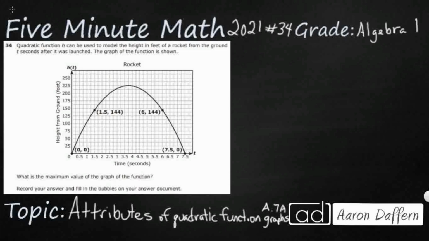Today we are looking at the Algebra 1 concept of attributes of quadratic function graphs. This is standard A.7A in the great state of Texas, and we are using item number 34 of the 2021 released STAAR test. If you haven't done so already, please go ahead and take a moment to pause the video, work this problem out on your own, unpause it, and we will look at our answers together.